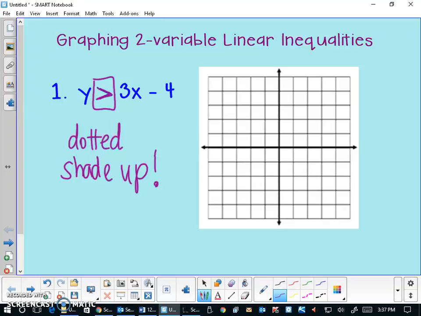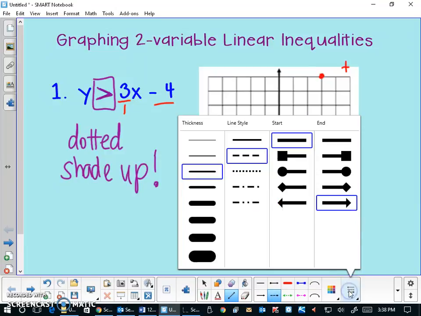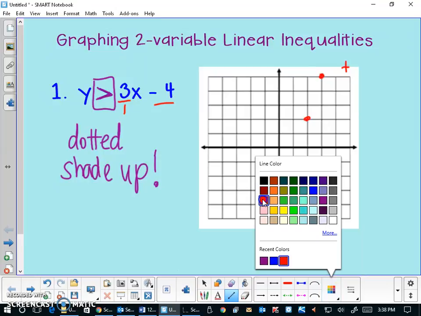Okay, so let's go ahead and graph this. We plot this just like a normal line. Your y-intercept is at -4, 1, 2, 3, 4. So put a point at 0, -4, and then your slope is +3 over 1. So I'm going to go up 3 over 1, up 3 over 1, up 3 over 1. We discussed that this was a dotted line, so I'm going to draw a dotted line.